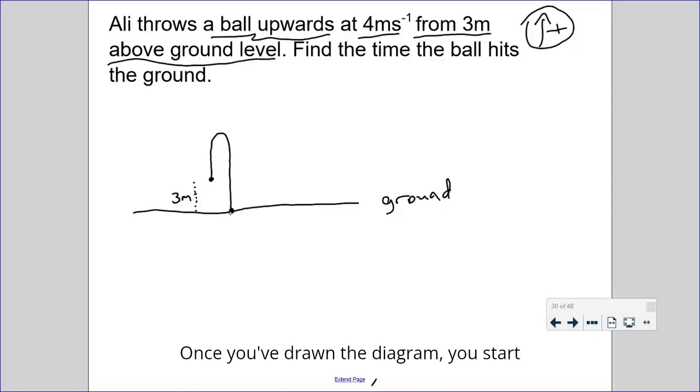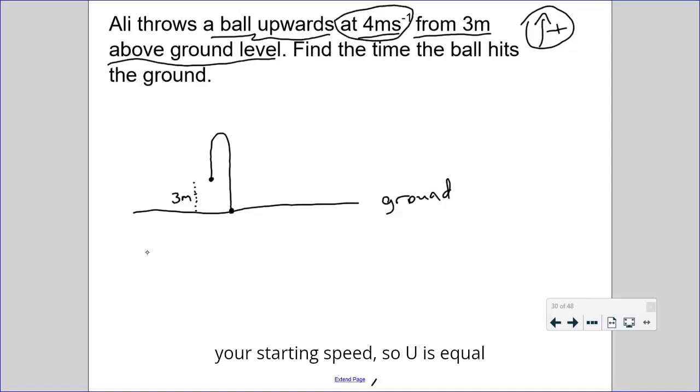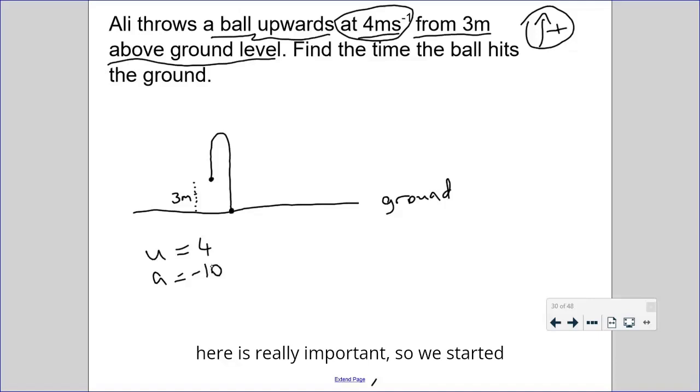Right, now once you've drawn the diagram, you start labeling. Okay. Now, as I said, the positive direction is up, so anything up would be positive, right? The ball is thrown up at 4 meters per second. This is your starting speed. So U is equal to 4. Okay. We know that A will be -10, which is your gravity. Okay. Now S here is really important. So we started from here and it came back to the ground here, which is 3 meters.